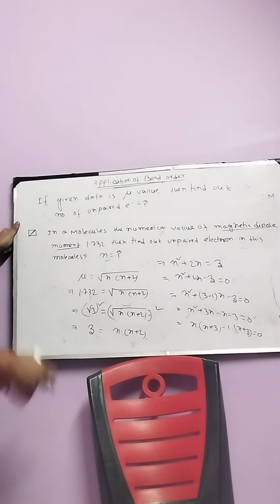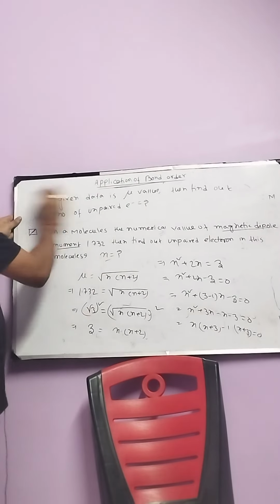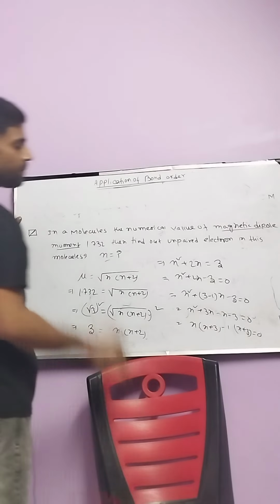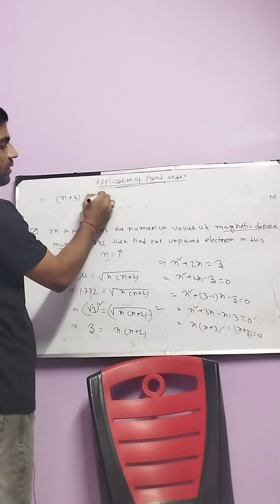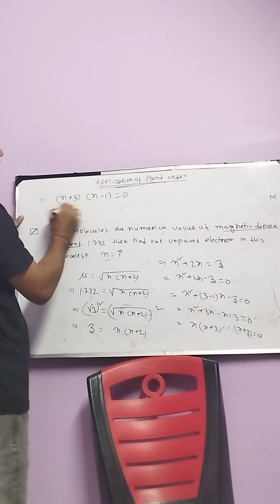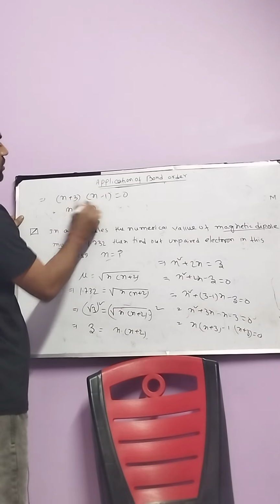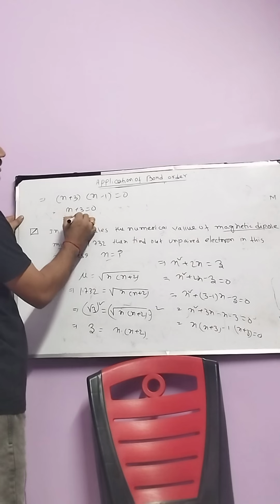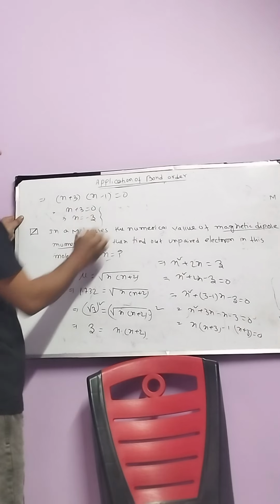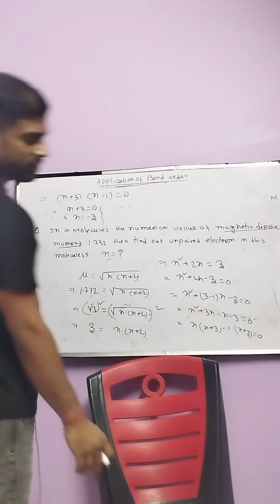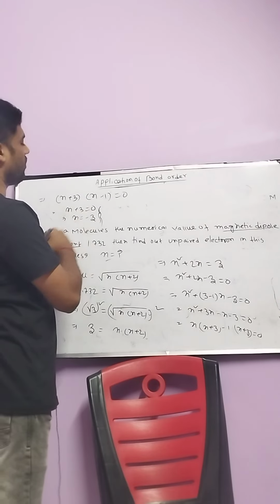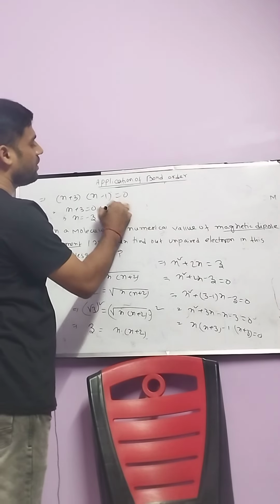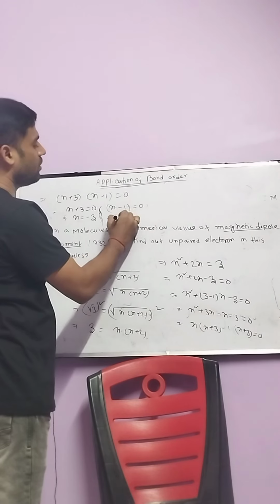At last, the value of n: either n plus 3 is equal to 0, that means the n value is minus 3. It is not possible; minus 3 has no significance as a number of unpaired electrons. A negative number cannot be possible for the unpaired electron number. Another possibility, n minus 1 is equal to 0. So n is equal to 1.